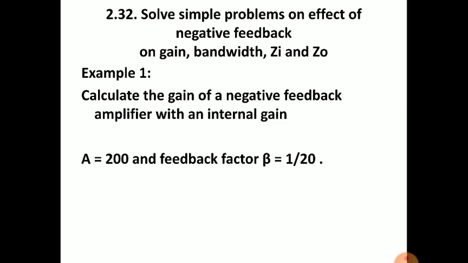Write down the question: calculate the gain of a negative feedback amplifier with an internal gain A is equal to 200 and feedback factor beta is equal to 1 by 20. Just apply the formula, substitute the values and get the answer. Please do it yourself. It may take just half a minute or even 1 minute, not more than that. The lecture can wait. Please do.